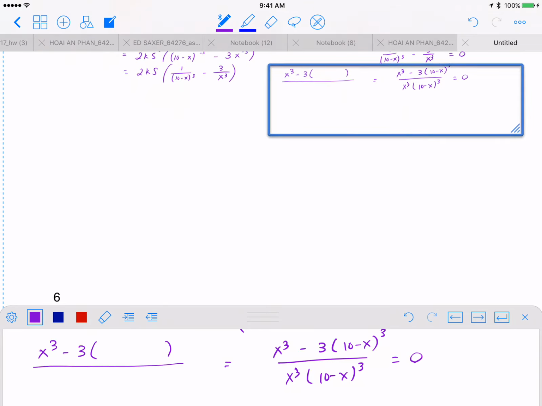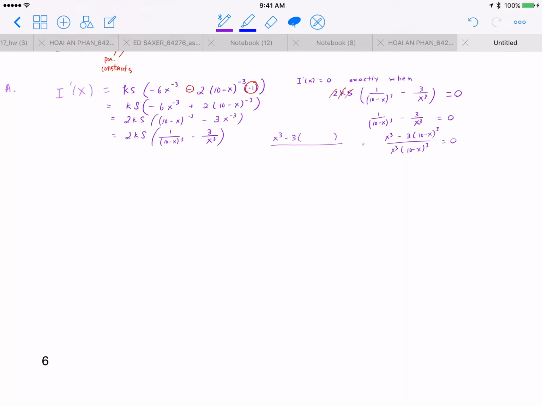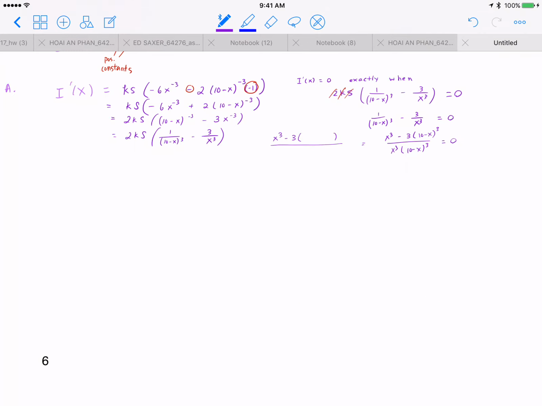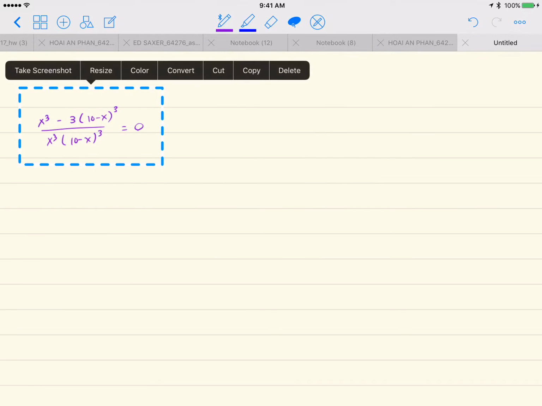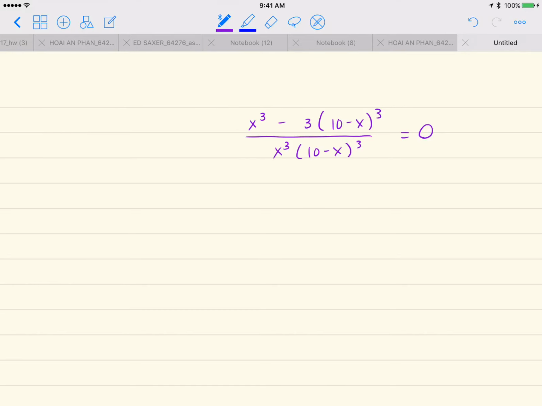Okay, so let's actually do a little, let me copy, and let's go over here and spend a little more time figuring this out. Okay, so we'll have x cubed minus 3 times 10 minus x quantity cubed over x cubed times 10 minus x quantity cubed equals 0. So this is what we're ultimately trying to solve. I just recopied it to be neat. Now I need to figure out what is 10 minus x cubed.